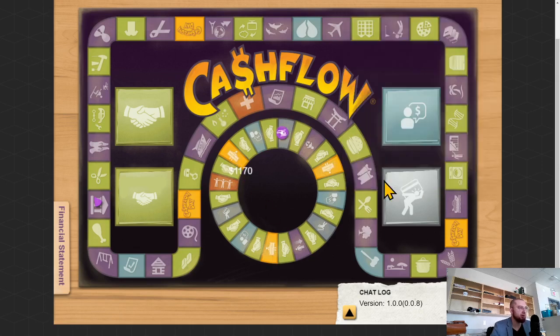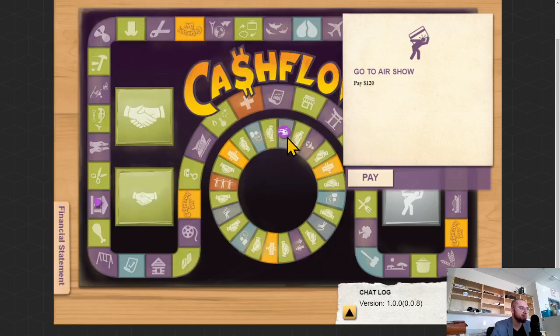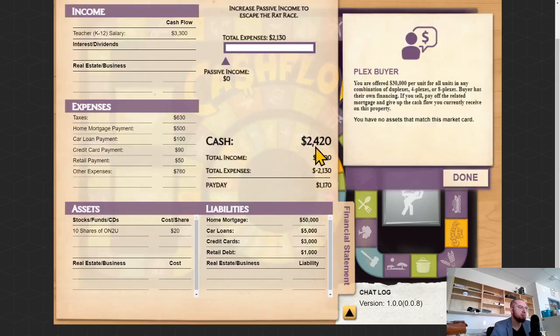And on my turn, I roll. Now I have $1,370 because of my cash flow coming in. I landed on an expense. These blue ones are various expenses, particularly when you see the guy carrying the credit card. So I've got to pay $120. No big deal. On my turn, I roll again and get paid again. I'm at $2,420. I got an offer here for a fourplex.